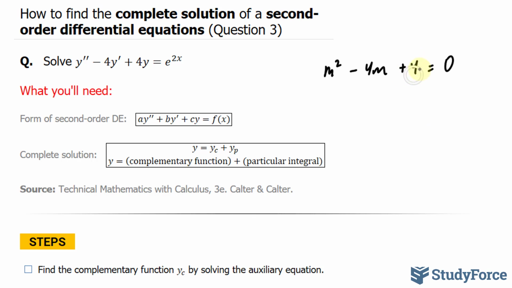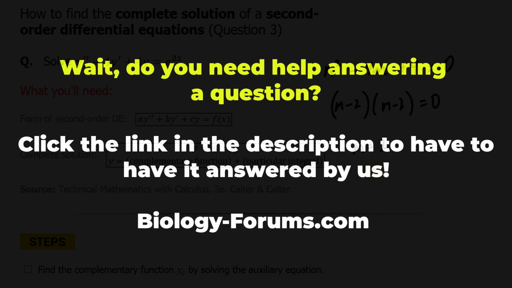What two numbers multiply to positive 4 and add to negative 4? That's negative 2 and negative 2. So we have m minus 2, m minus 2 is equal to 0. Therefore, our m is equal to 2.